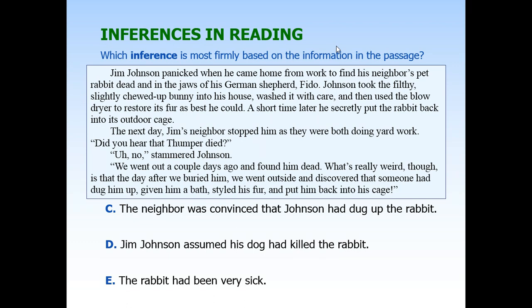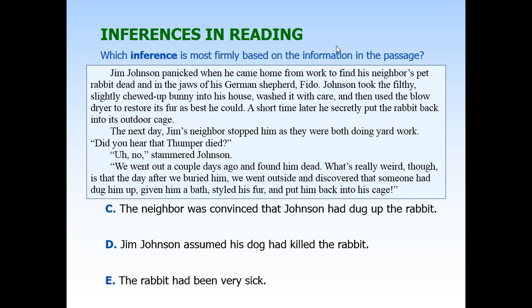C, the neighbor was convinced that Johnson had dug up the rabbit. D, Jim Johnson assumed his dog had killed the rabbit. Or E, the rabbit had been very sick. Well, first off, again, looking at E, the rabbit had been very sick. Well, we don't know that. Nowhere did he mention that the rabbit was sick. Okay, he just said they found him the next day, and Thumper had died. They found him dead. So it can't be E, so it's between C and D.